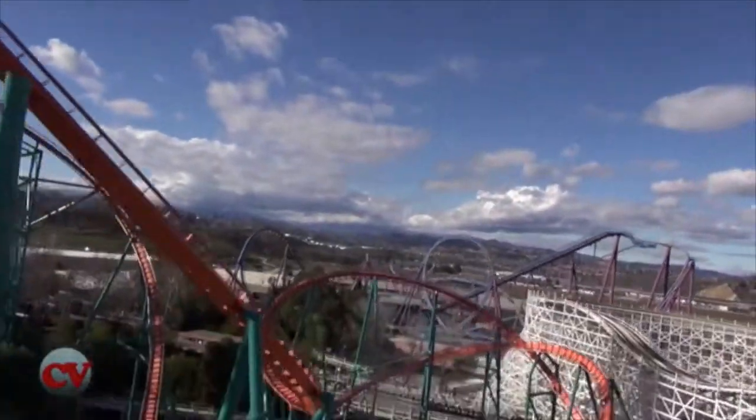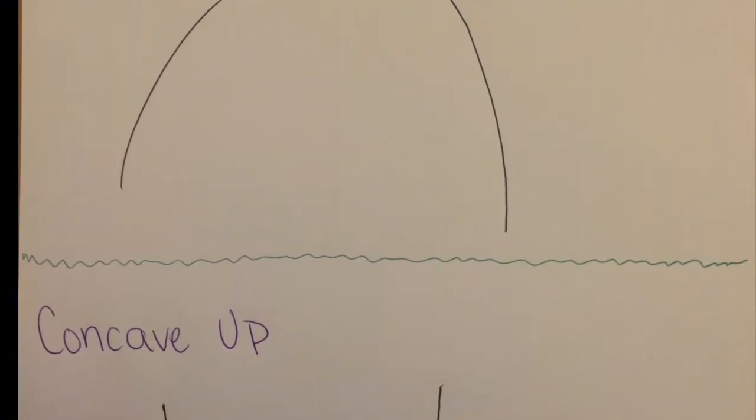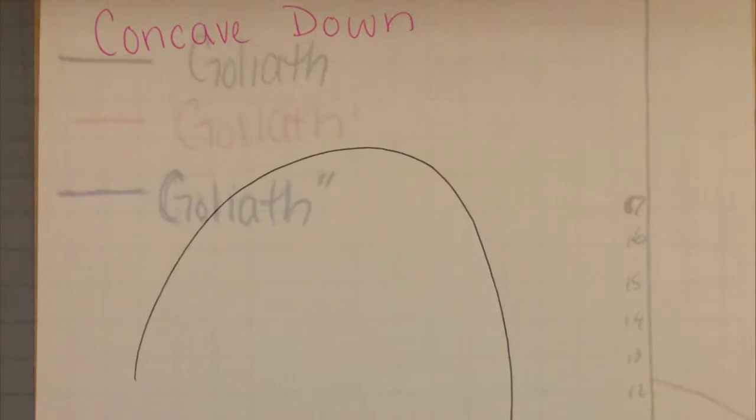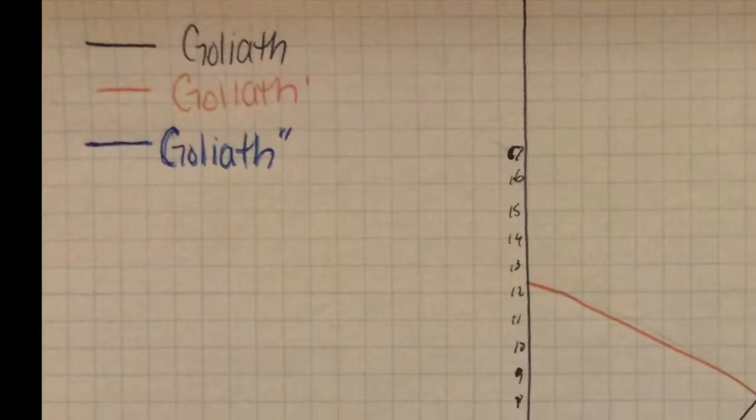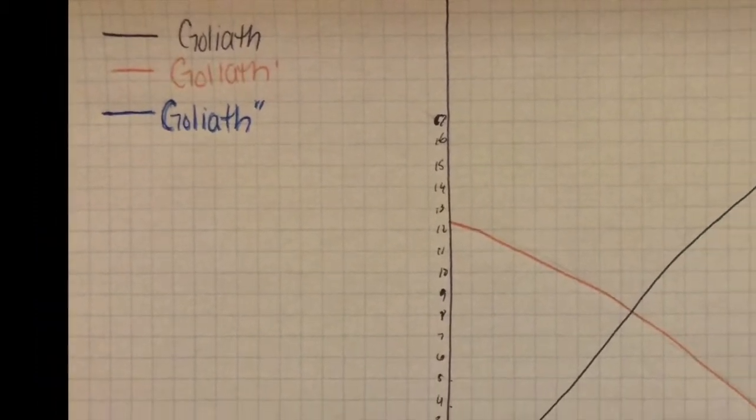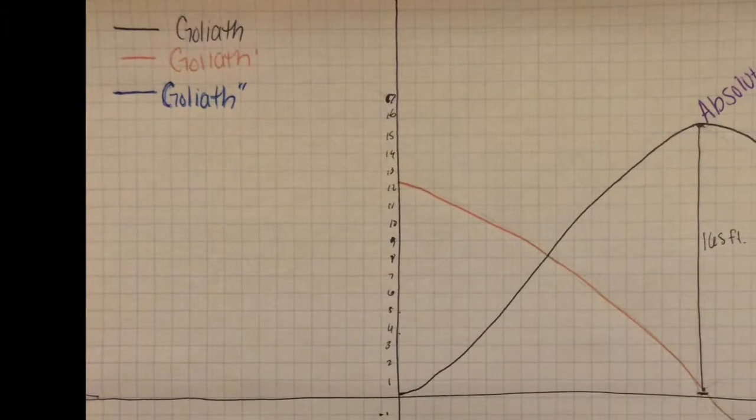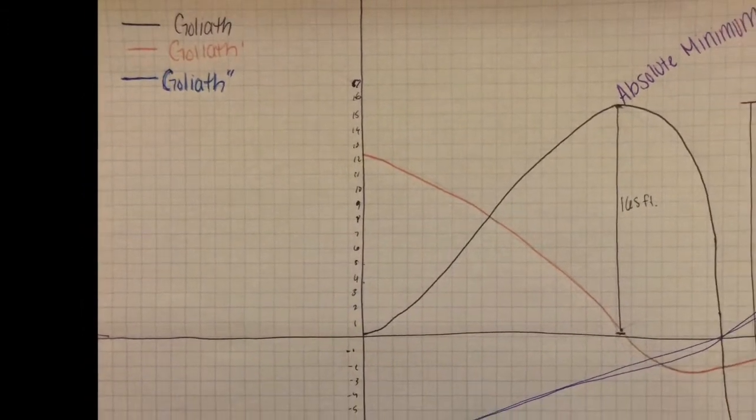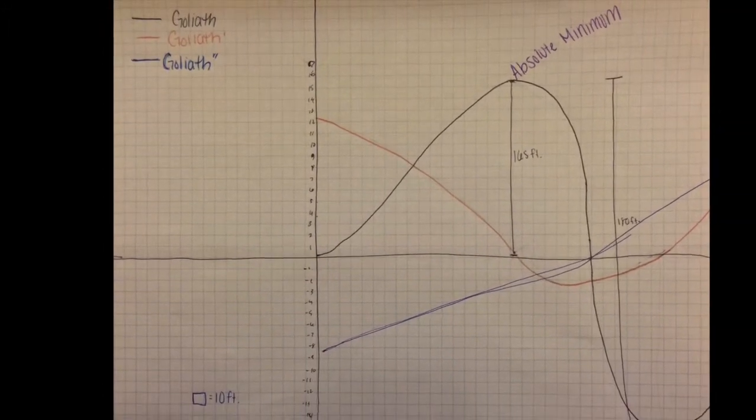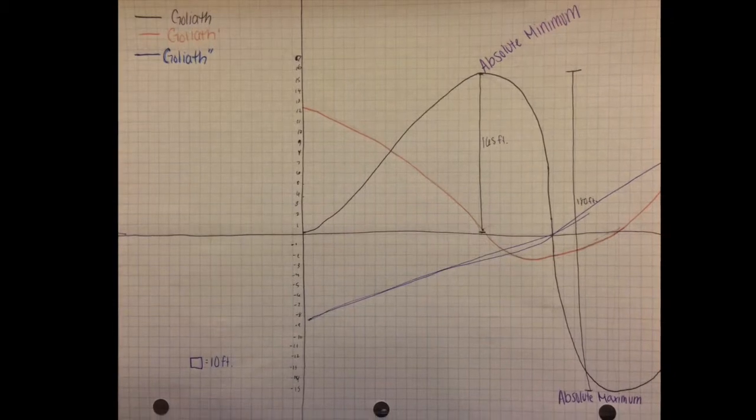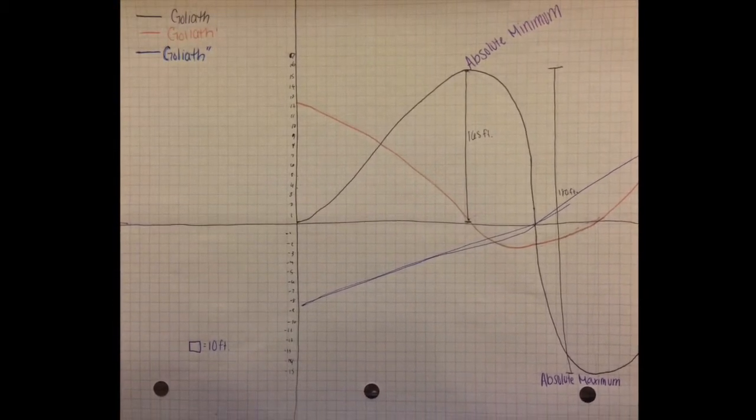Now the ride is concave up. Oops, forgot to tell you about concave up. I got you. This is what a concave up and concave down graph looks like. When f of x is concave up or concave down, that determines what f double prime will look like. Because the first part of Goliath is concave down, that means that Goliath double prime would be negative, and the second part of Goliath is concave up. Goliath double prime would be positive.